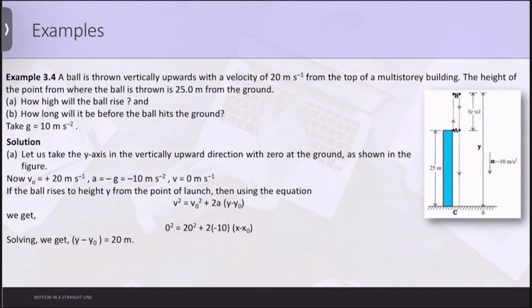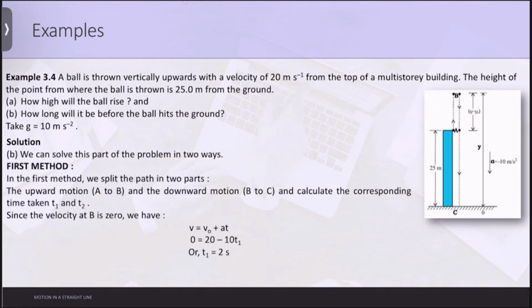Now let us move to the second question. The second question says, how long will it be before the ball hits the ground? So what does it mean? What is actually happening? The ball was here. Now the ball went upward. It reached here. The velocity was 0. Now it is under free fall.